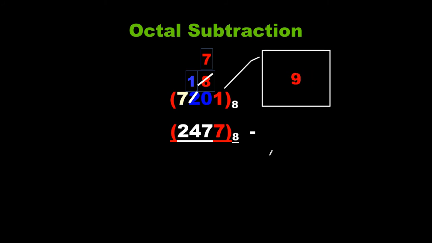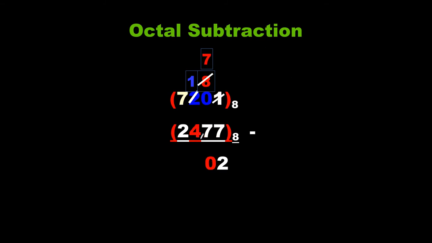Now 1 minus 4. Can I do that? No, I need to borrow. So this is 6. How much did we borrow? We borrowed 8. 8 plus 1 is what? Is 9. 9 minus 4 is what? 5.